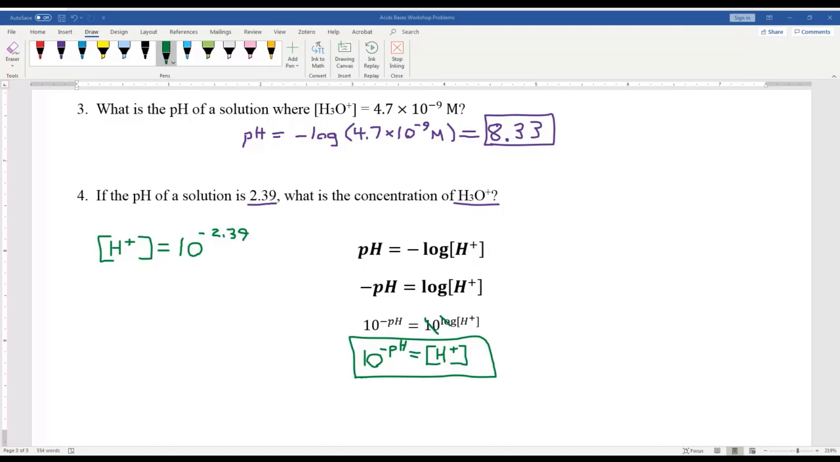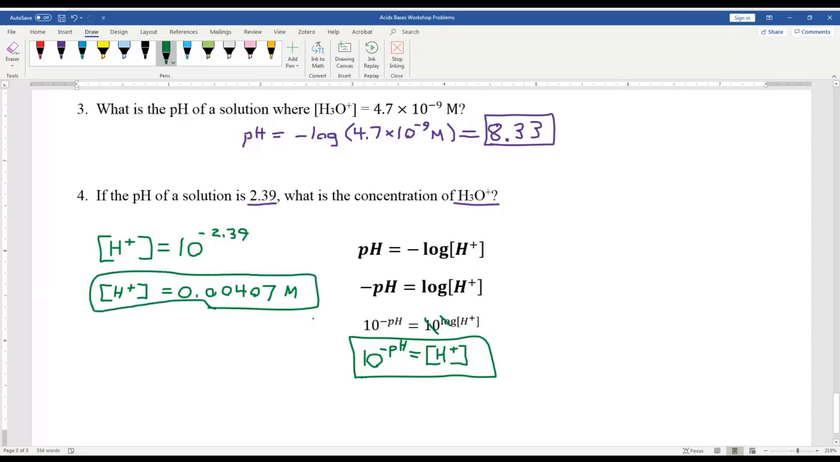Okay. What does that give you? 0.004073803. What do you get? 0.00407. 0.004 what? 407. Like that? Mm-hmm. Very good. That's right. And that's how you deal with these pH calculations.